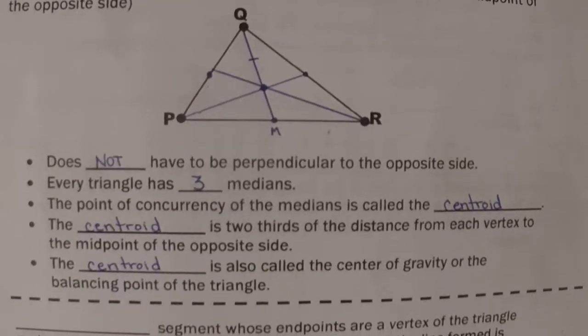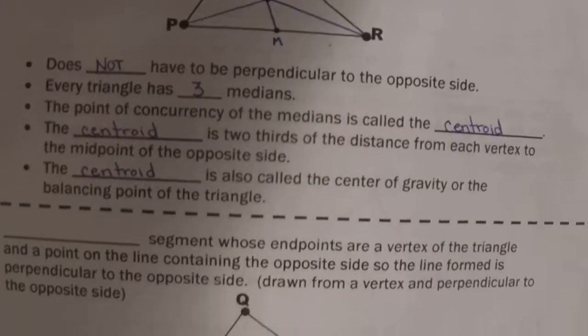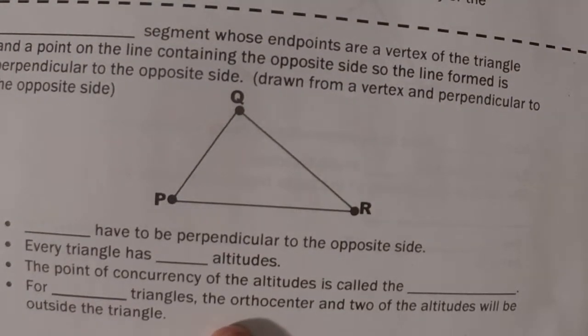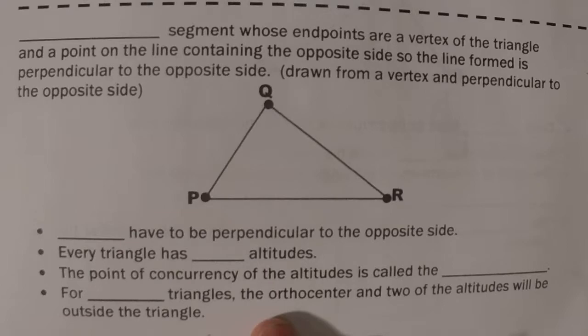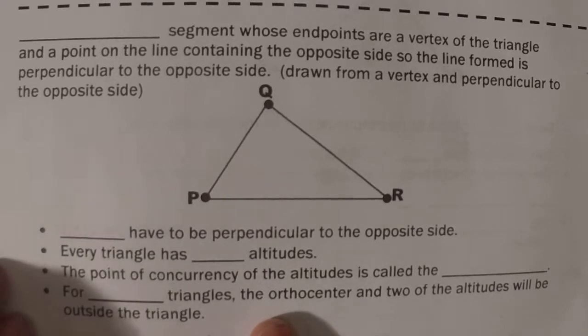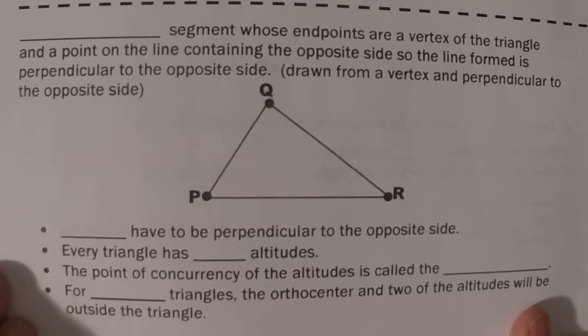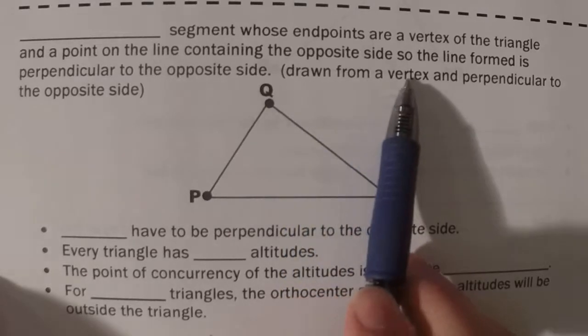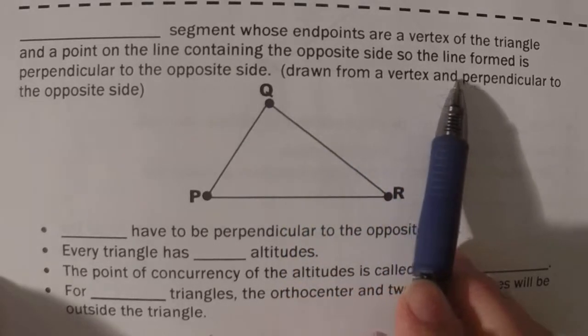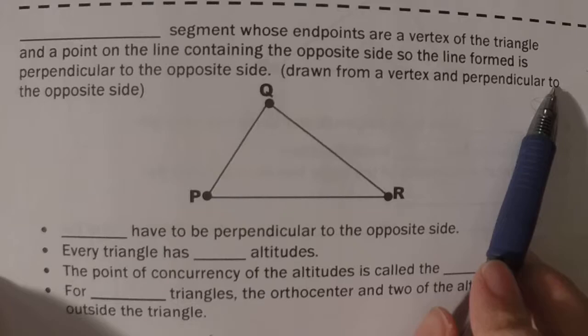So now let's look down here at the next one. The next segment that we want to talk about says the endpoints are a vertex of the triangle and a point on the line containing the opposite side so that the line formed is perpendicular to the opposite side. So the easy way to say that, in parentheses: it's drawn from a vertex, but it's perpendicular to the opposite side.